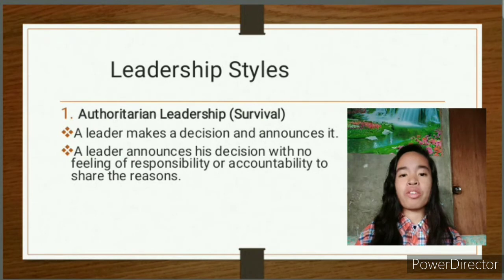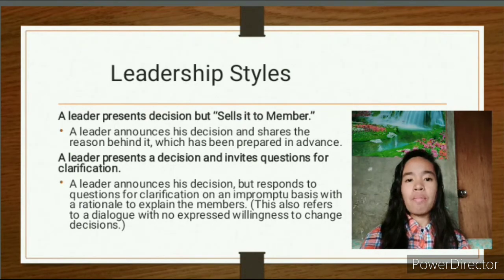Authoritarian leadership, or survival. A leader makes a decision and announces it. A leader announces his decision with no feeling of responsibility or accountability to share the reasons. A leader presents a decision but sells it to members. A leader announces his decision and shares the reason behind it, which has been prepared in advance. A leader presents a decision and invites questions for clarification. A leader announces his decision but responds to questions for clarification on an impromptu basis with a rationale to explain to the members. This also refers to a dialogue with no express willingness to change decisions.